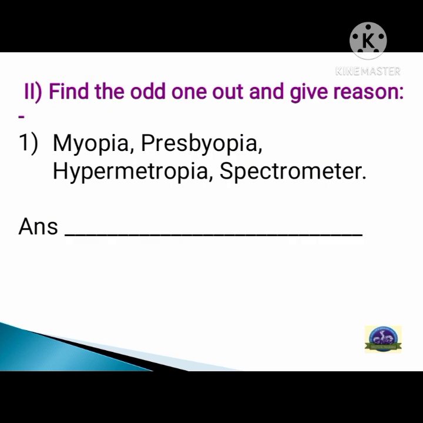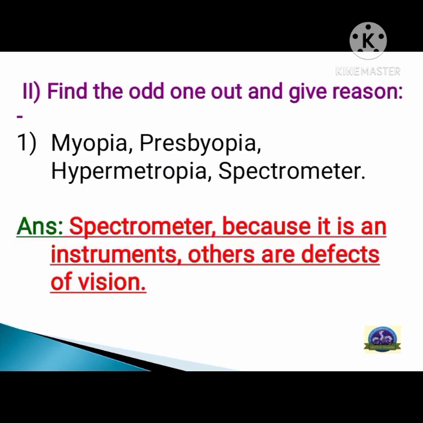Question number 2, find the odd one out and give reason. First one, myopia, presbyopia, hypermetropia, spectrometer. Answer is spectrometer because it is an instrument. Others are defects of vision.